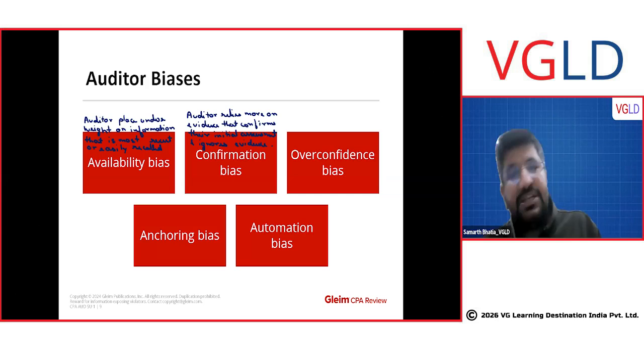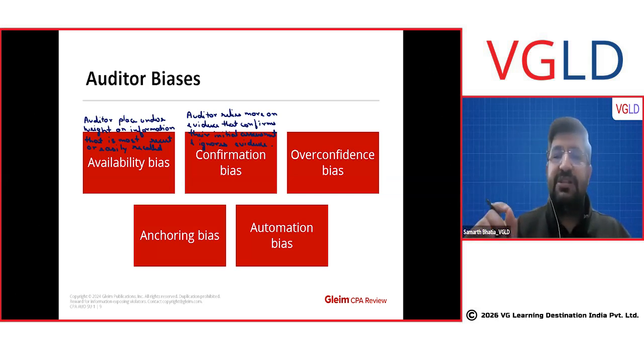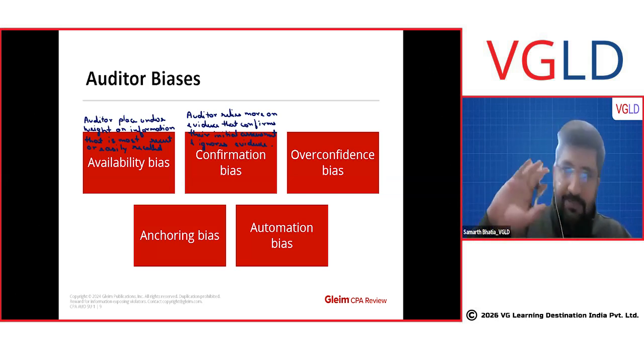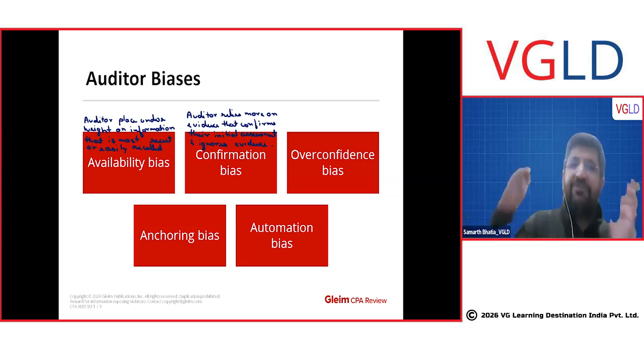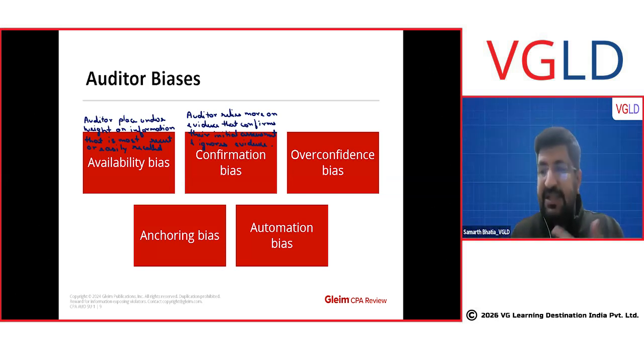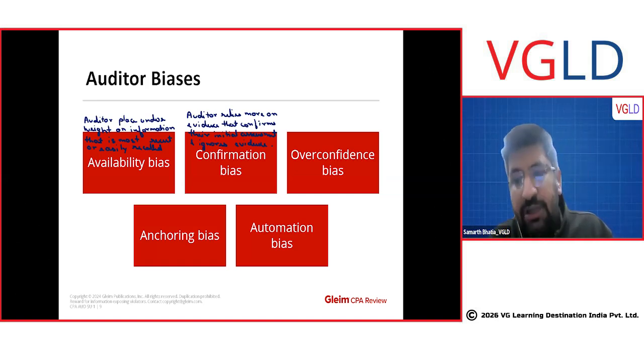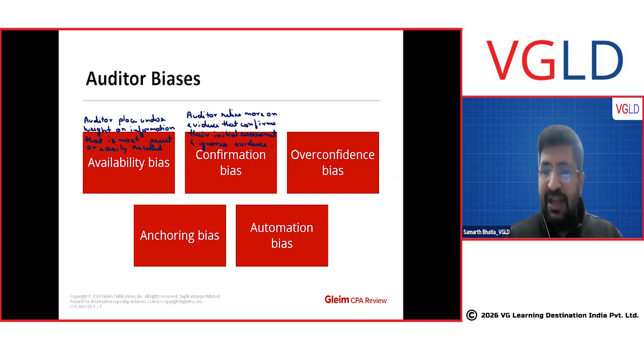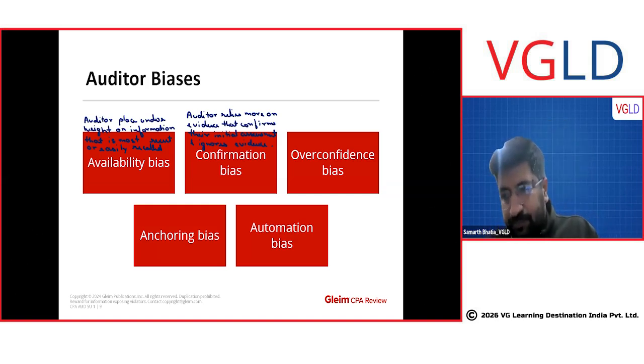Auditors do these types of things. The auditor accepts whatever the management explanations are, but mainly the auditor has to investigate if anything comes to their mind. If they find any contradictions, anything which is wrong, they have to investigate. But they don't do that. They just accept the management explanation and move forward. This is confirmation bias.